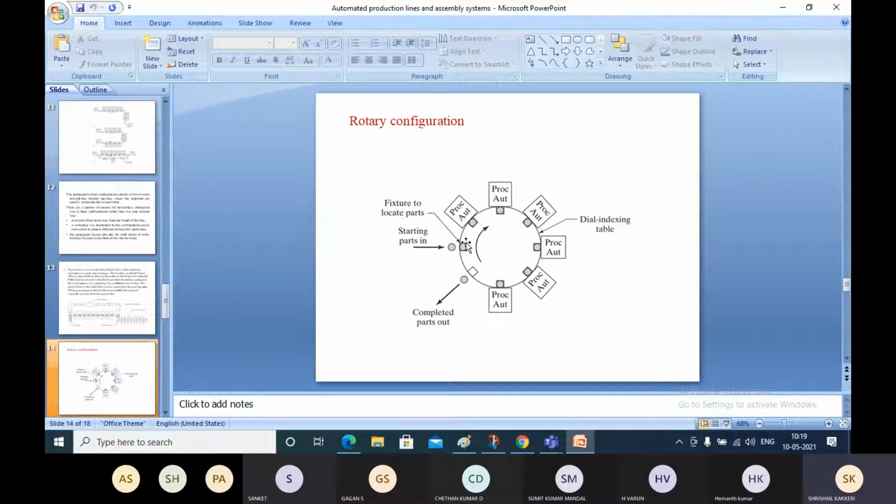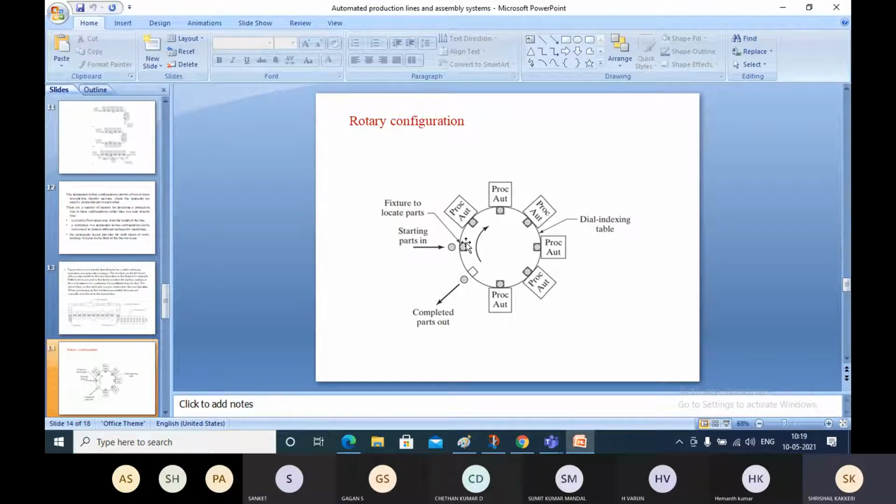And what are the advantages of going for this rotary configuration? The rotary configuration requires very little space as compared to the inline. You can see a simple rotating indexing table, a circular table, around the periphery of which the workstations will be arranged, so it will be compact in nature, and the workspace required will be very small. Okay, one thing.